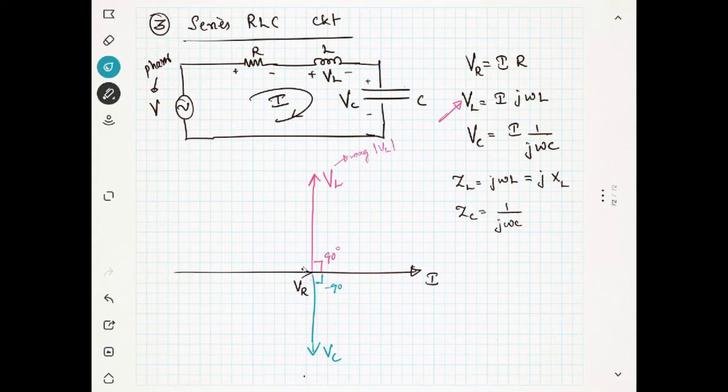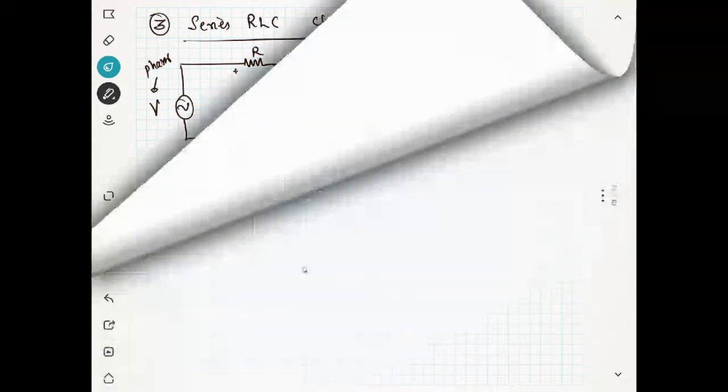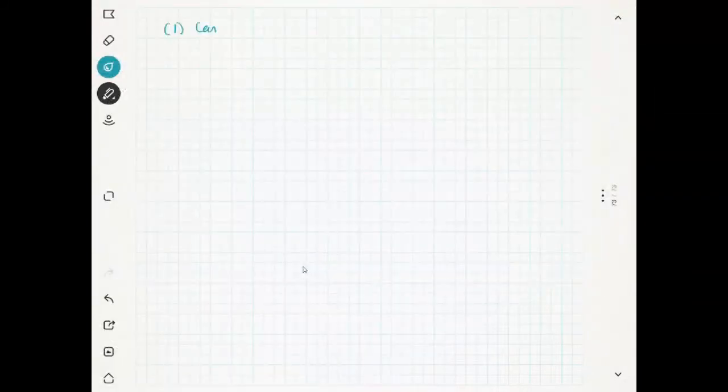Which one is greater? That is it. So we have three situations. So we will see now, case one. That means VL is greater than VC.